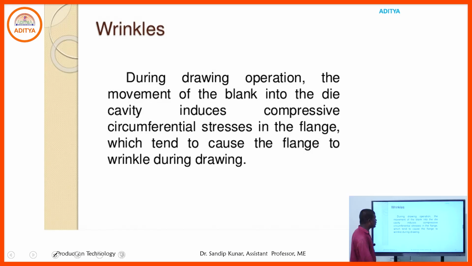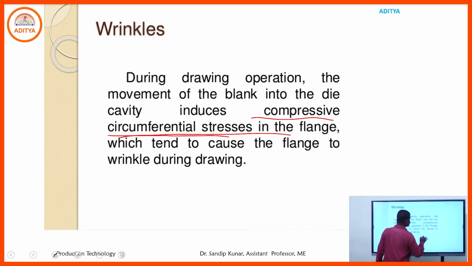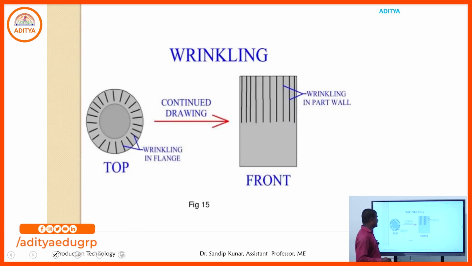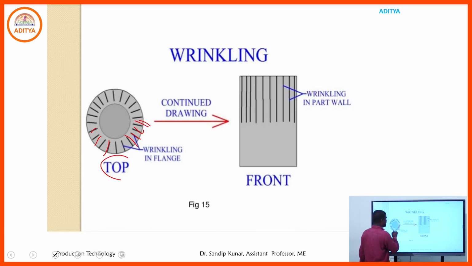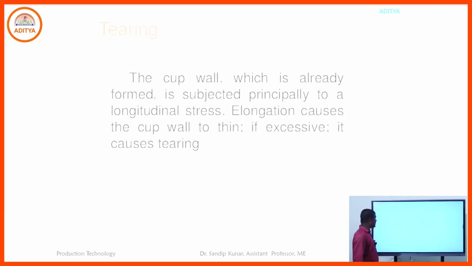Wrinkles: in deep drawing operation, generally the movement of the blank into the cavity induces compressive circumferential stresses at the flange. Due to these compressive circumferential stresses across the flange, the part will wrinkle during the drawing process. This is the wrinkle in the flange, on the top surface. As drawing continues, a wrinkle in the part wall will also happen at the wall of that particular deep product.